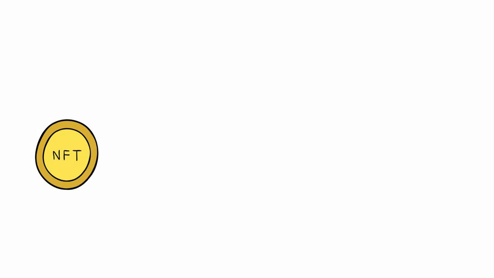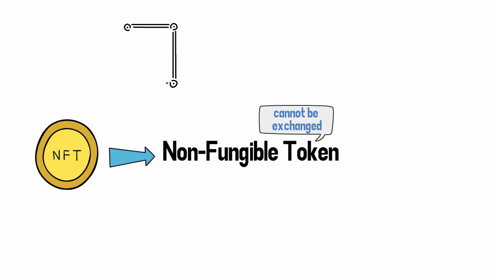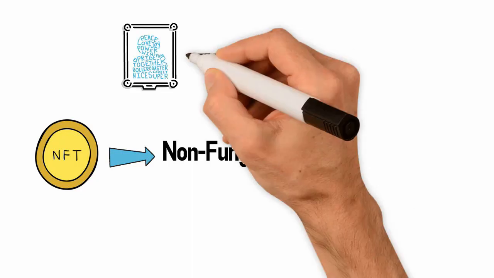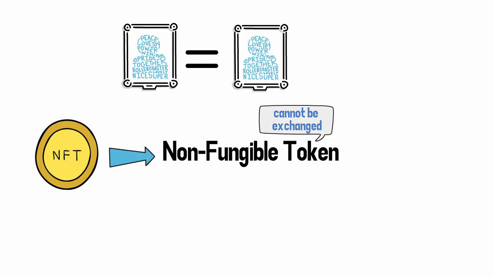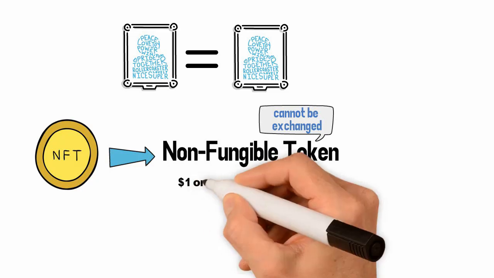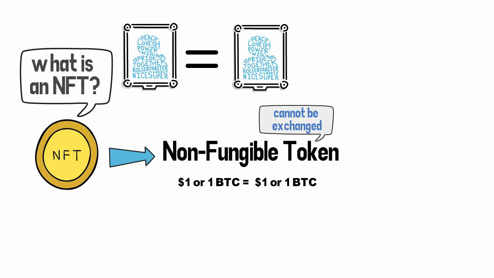NFT stands for non-fungible token. Non-fungible means that something cannot be exchanged for another item because it's unique. For instance, one piece of art is not equal to another. Both have unique properties. Fungible items, on the other hand, can be exchanged for one another. For instance, $1 or Bitcoin is always equal to another. Okay, but what is an NFT?